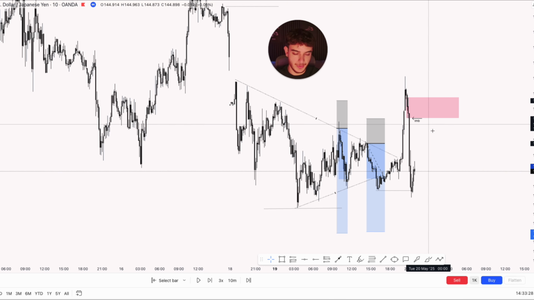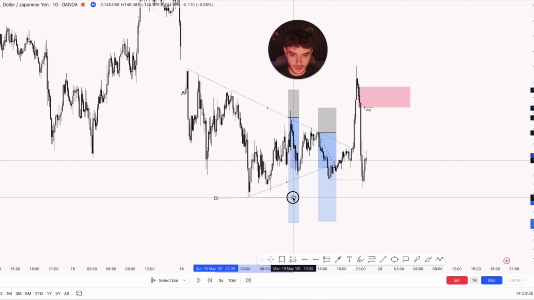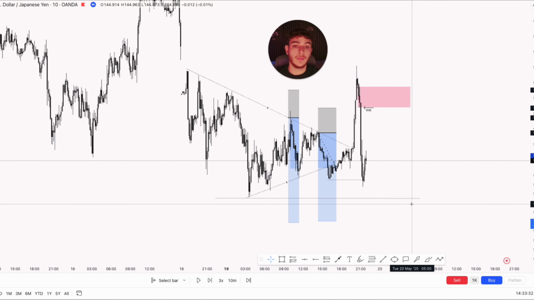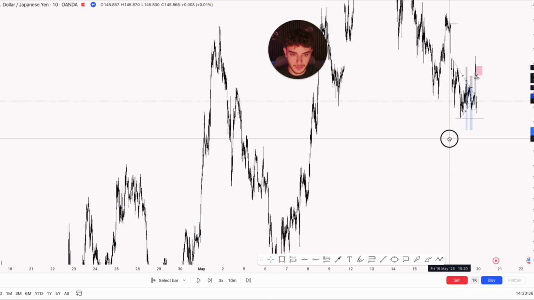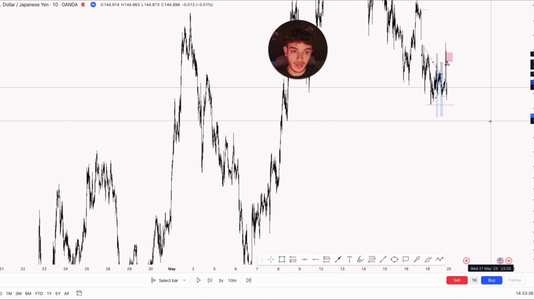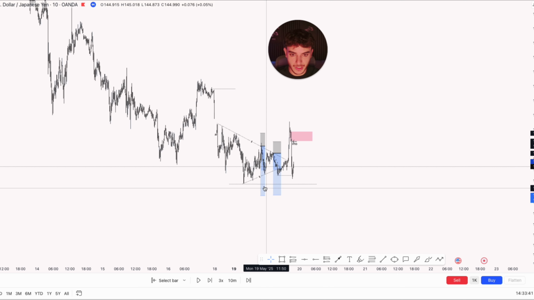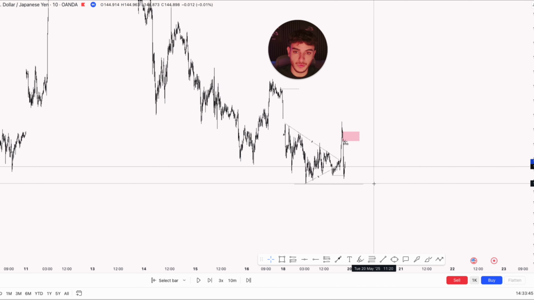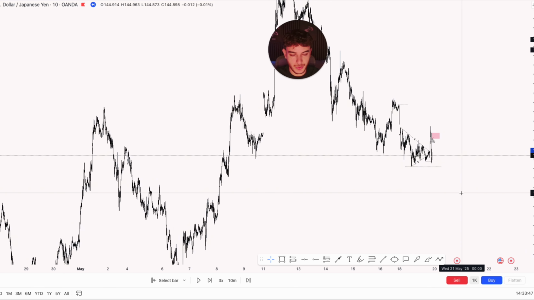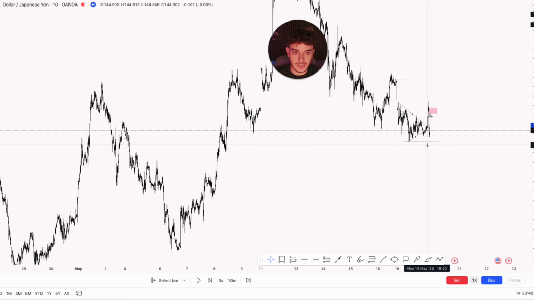I would want price to be revisited up top, and then I would want to target the low of the range for my first take profit and the low of the push for my second take profit, which would make a lot more sense. Notice how these two trades over here didn't end up playing out because they're simply the wrong moves.